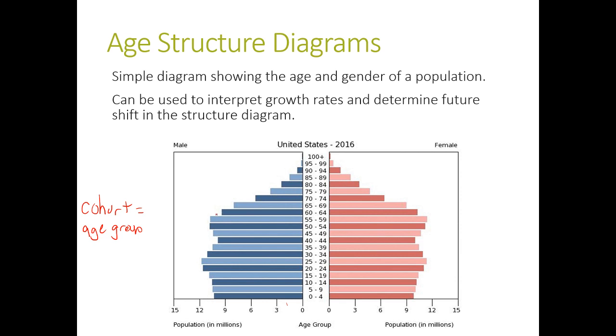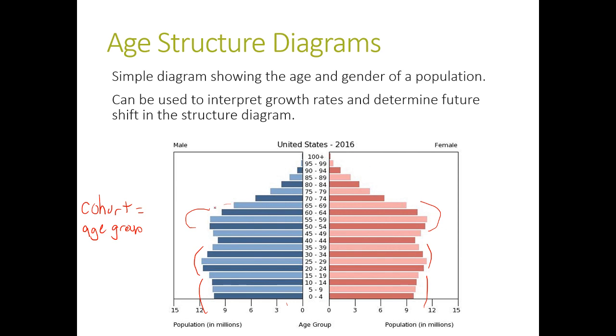Because this is 2016, we could actually see the baby boomers, which was when we had a huge population growth. We'll talk about the baby boom, but this is this growth here. And then we see these are mostly the millennials. And then down here, hey, these are you guys. So if you look at it, it kind of looks like the population is starting to decline. And we can use these graphs to determine future shifts in the age structure diagram.